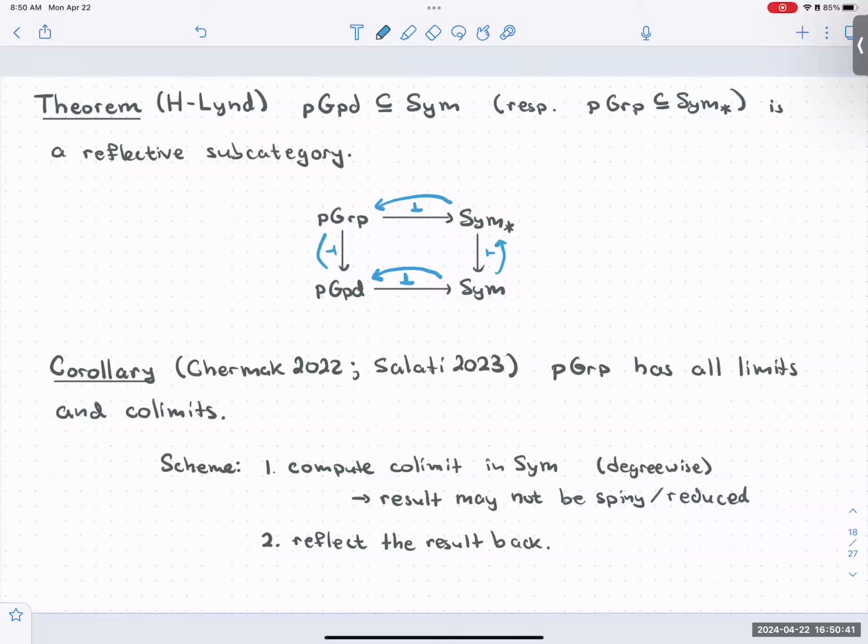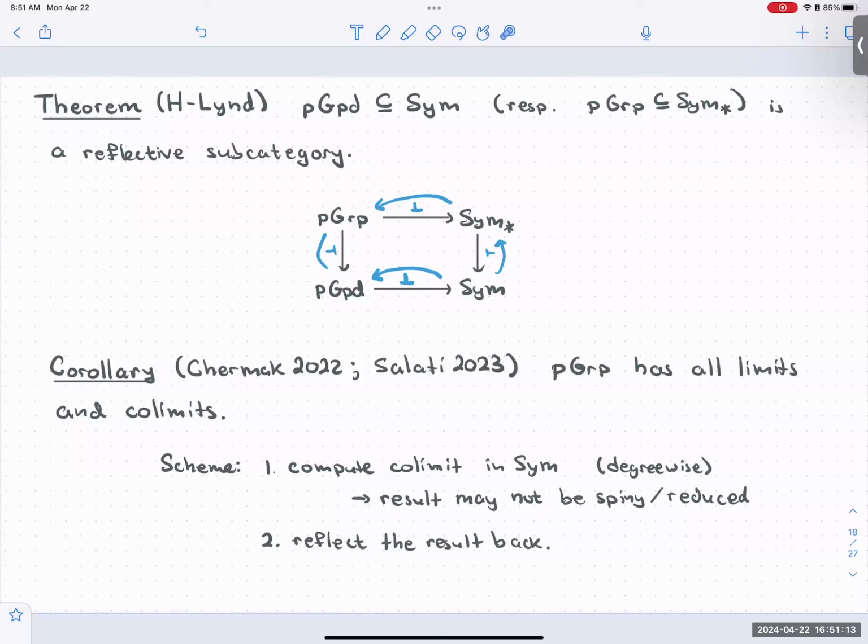And this implies by formal stuff that partial groupoids is actually a bicomplete category. It has all limits and colimits. Limits is not so bad. It just means that these are closed under limits because the inclusion is a right adjoint, so it preserves limits. But this gives us a good way to compute colimits.